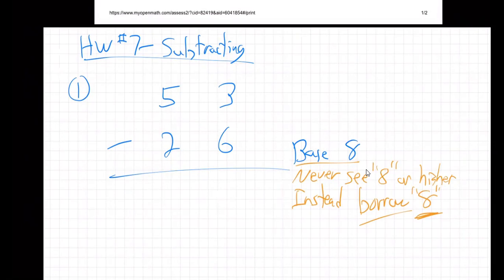When we add, we carry. When we subtract, we borrow. So you're adding or subtracting. You're carrying or borrowing the base number. It's always the base number. All right, here we go.